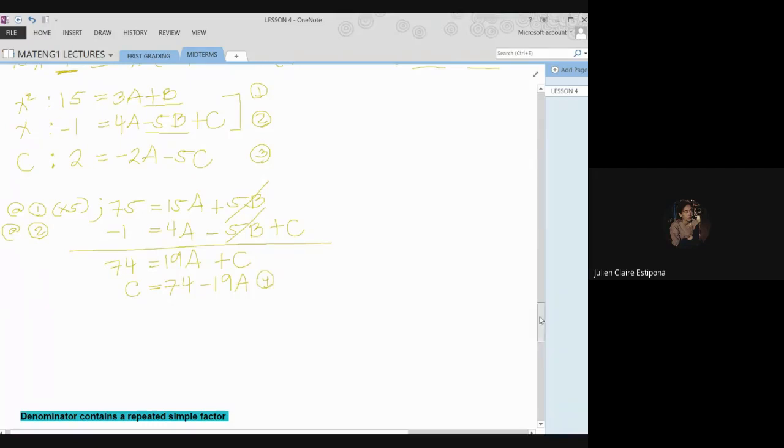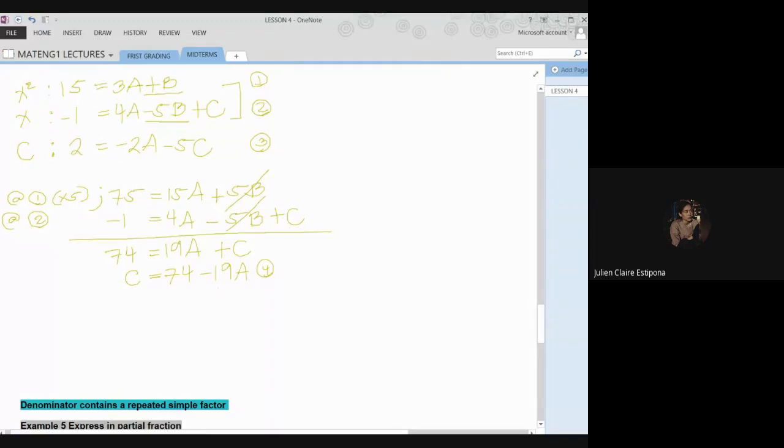Now we can already substitute the value of c to equation what? 3. So substituting c to equation 3, it will give us what? We just copy 2 is equal to negative 2a minus 5c. Since that is in terms of a already, we can get the value of a. That is c, that is 74 minus 19a. So if we are going to simplify that further, that is 2 is equal to negative 2a, negative 74 times 5. What is that?